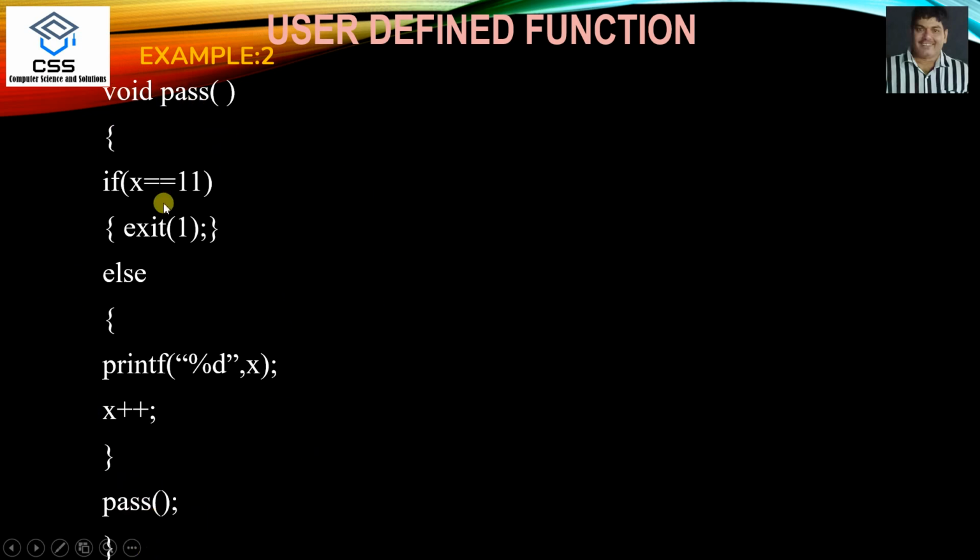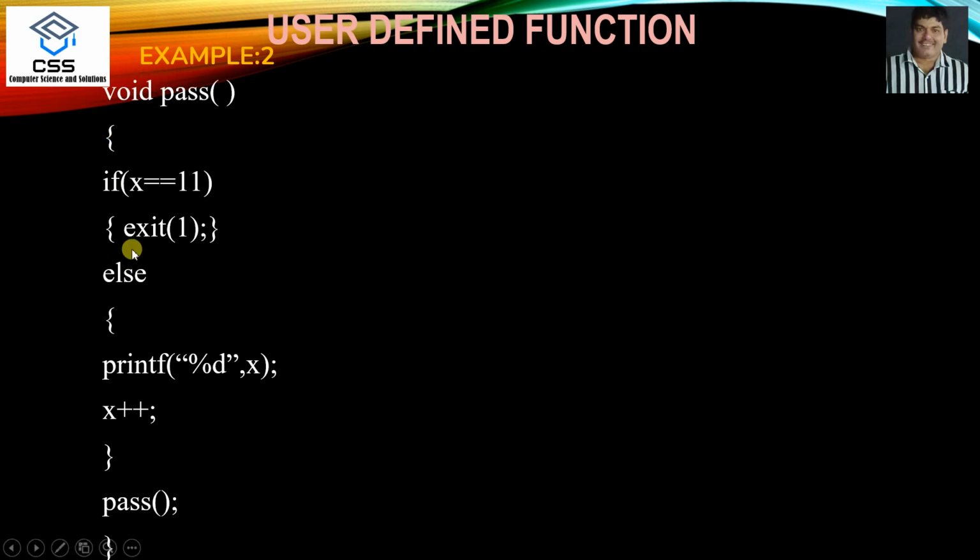Again pass moves to here, tests, the last value of x was 2. Is 2 equal to 11? No, 2 is displayed, x incremented to 3. Again the pass function is called, is 3 equal to 11? No, 3 is displayed, x incremented by 1 to 4. Like this it continues till 10. When x becomes 11, 11 equal to 11, yes, exit 1. In some compilers only exit is written, or in some advanced compilers you have to write either exit 1 or exit 0. Exit means the program terminates. Till then our repetition of task is made and we display the values from 1 to 10.